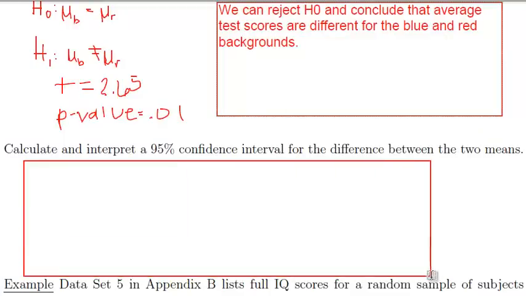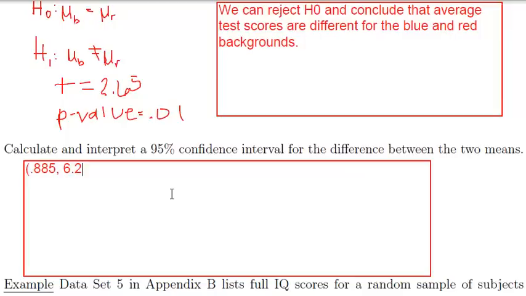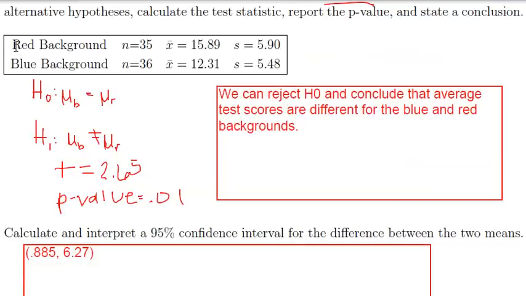So let's go ahead and record that before I forget. And so we have 0.885 to 6.27. And so we interpret it as the difference between the blue and the red scores. And since I entered the red scores first when I entered it on the computer, that means that those scores must have been higher, and actually the sample mean is higher for that.